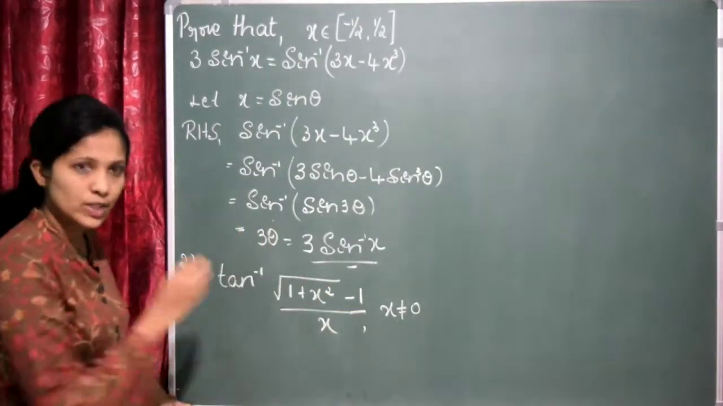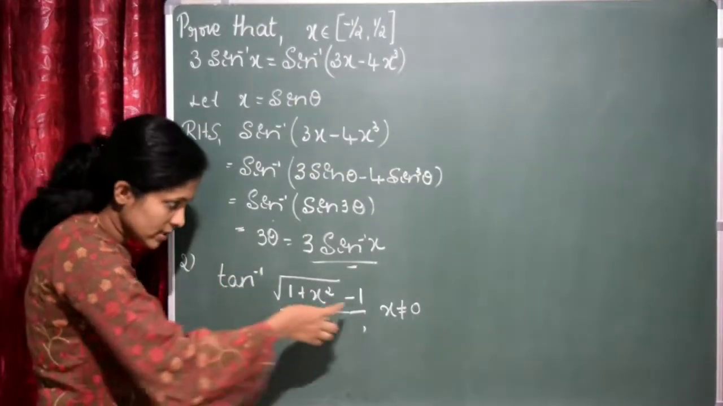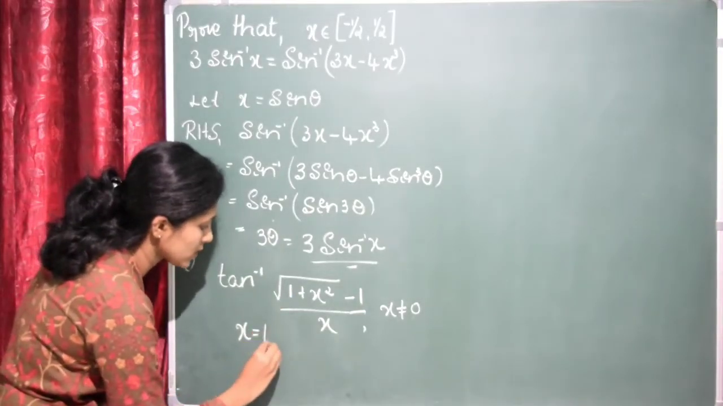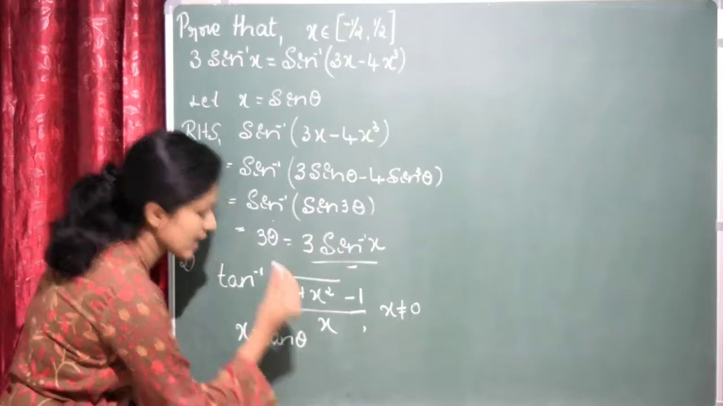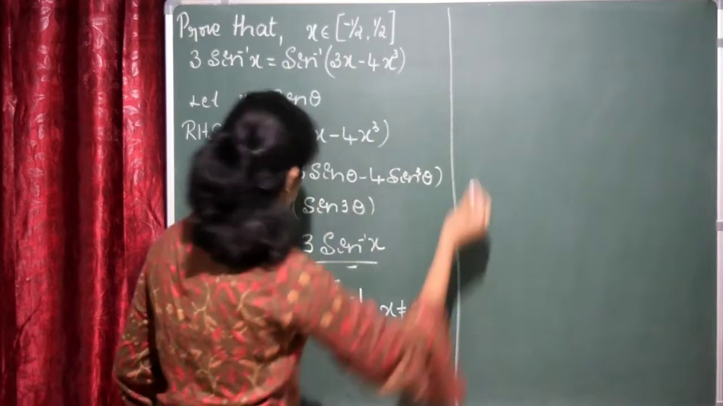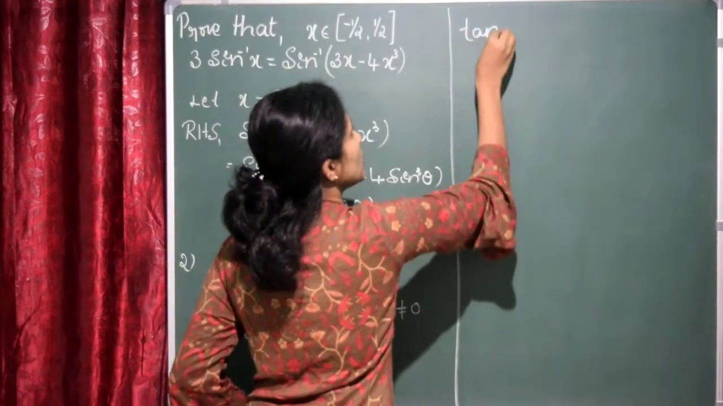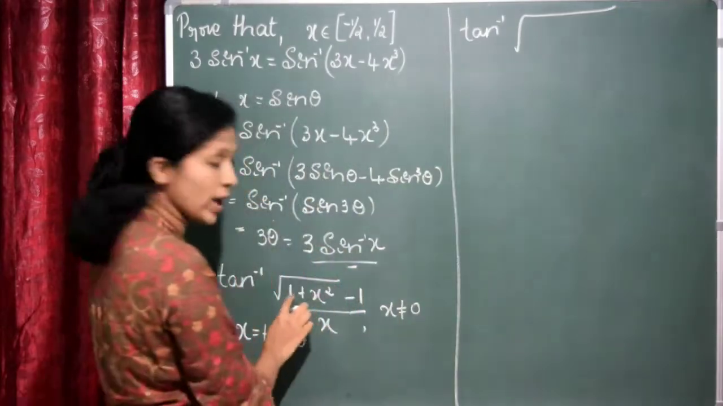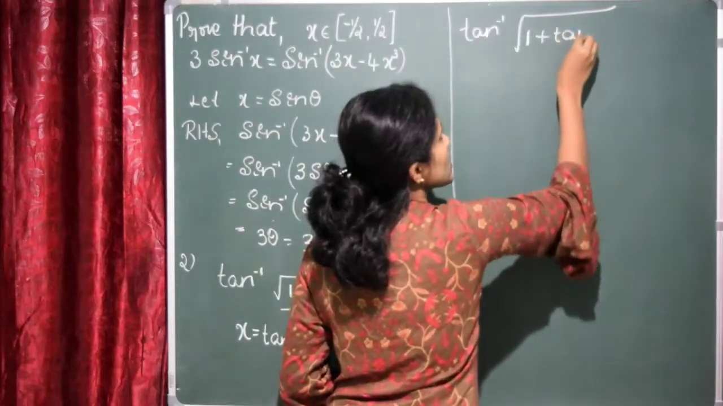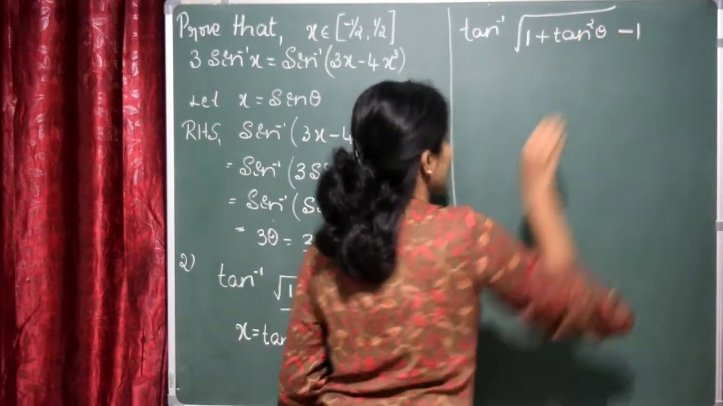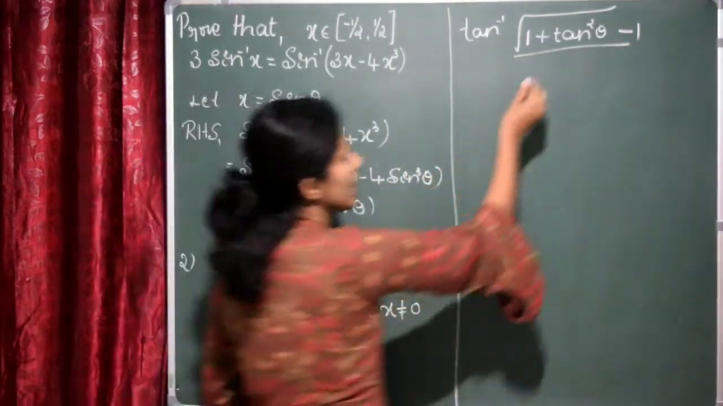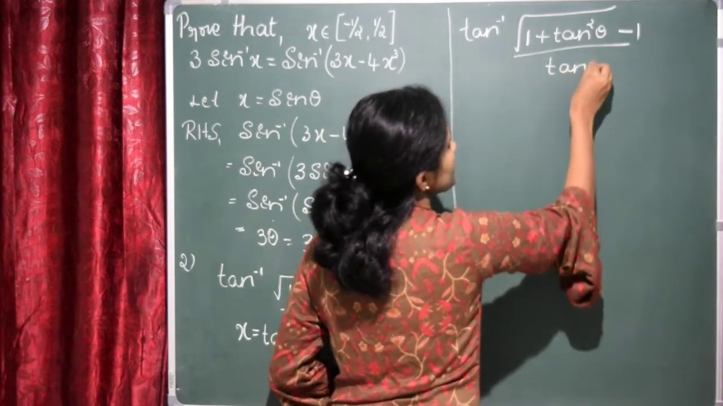So for this, we'll give the substitution. I told you, here tan inverse is there, so we have to convert this into the tan function. We'll give the substitution x is equal to tan theta. If I give x as tan theta, this will be tan inverse of root of 1 plus x square. Now x is tan theta, so this will be 1 plus tan square theta minus 1, divided by x, and here also we will substitute x is equal to tan theta.